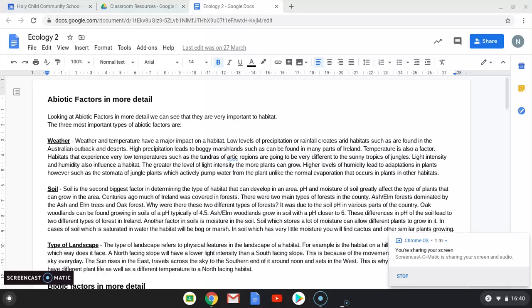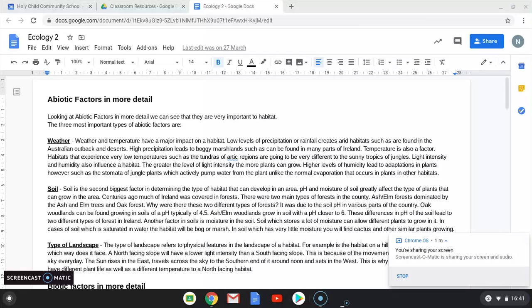Low levels of precipitation, which is the correct technical term for rainfall, creates an arid or dry habitat, such as the Australian outback and deserts. High precipitation can lead to boggy marshlands, such as found in places like Ireland, or if it's extremely high levels of precipitation, you can get jungle. So temperature is also a factor when we talk about weather. Habitats that experience a very low temperature, such as the tundras of the Arctic regions, are going to be very different to the sunny tropics of the jungles.